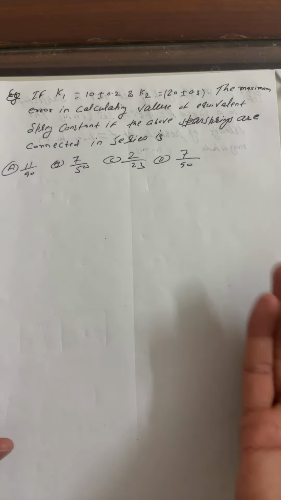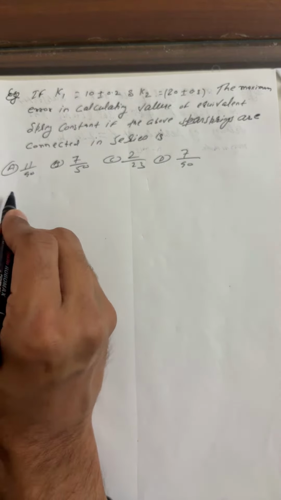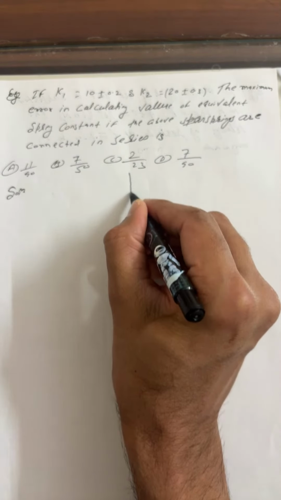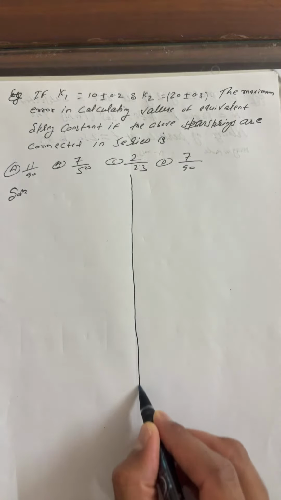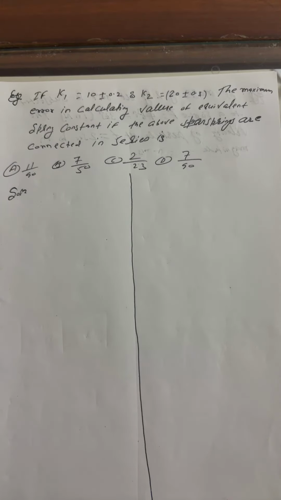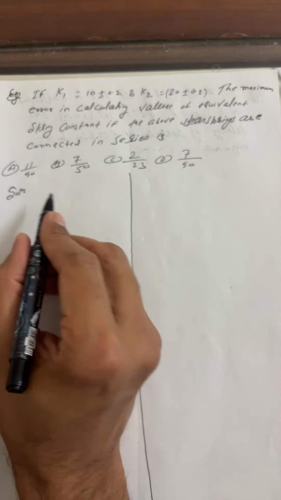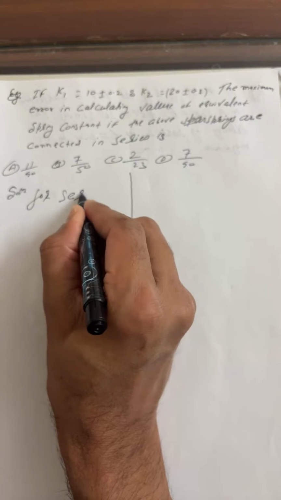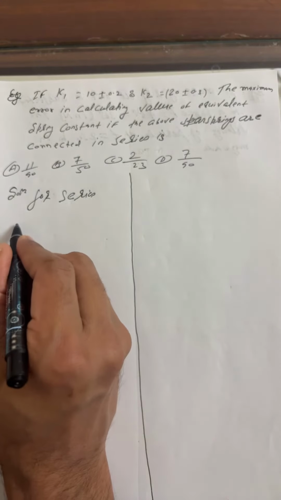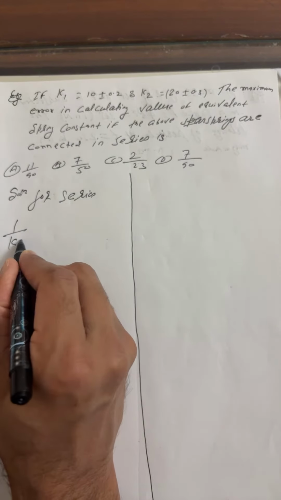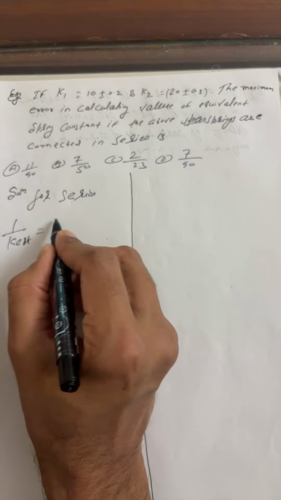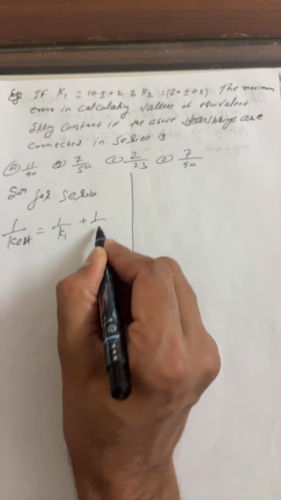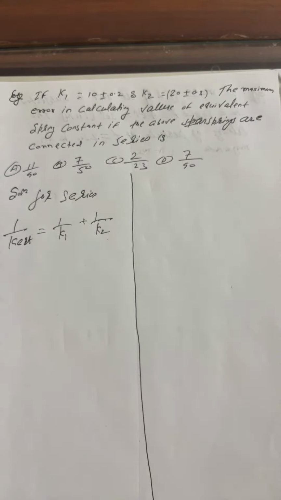Then how can we do it here? I hope all of you remember. It's very easy, literally, students, it's very easy. I'll just separate it so that I can make the solutions. I can see these questions on a single page. Now, students, if you remember, I'm talking about series. For series, what's the formula here? I hope all of you remember: 1 upon K equivalent equals 1 upon K1 plus 1 upon K2.